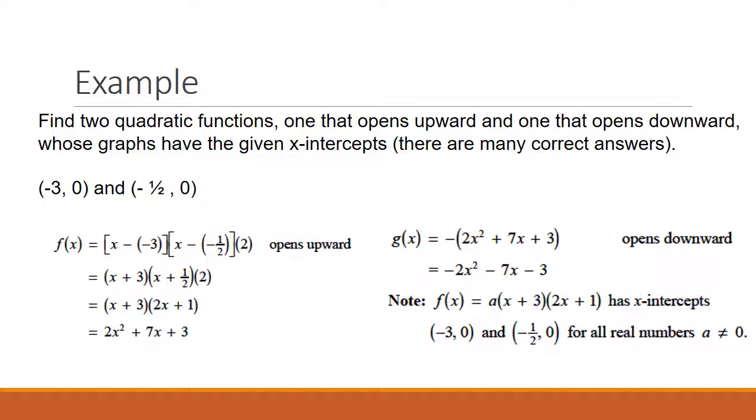Again, we're multiplying x minus -3 times x minus -1/2. They're multiplying that through by 2, really just to get rid of the fraction, and that's fine, not a problem there. For the opening downward one, we're going to multiply through by a negative number. So notice what they did: you just need to multiply the things together one time, and then to get the downward one, multiply everything by -1, and you've got your answer.